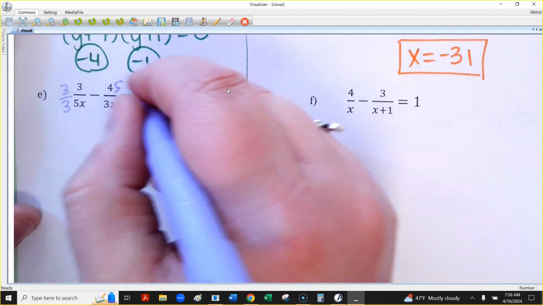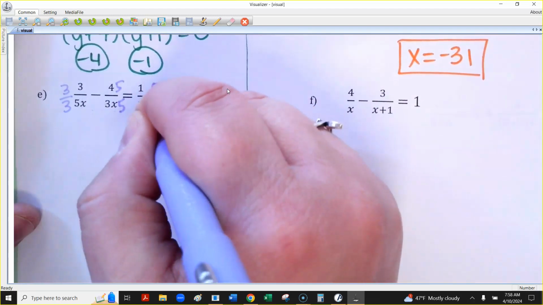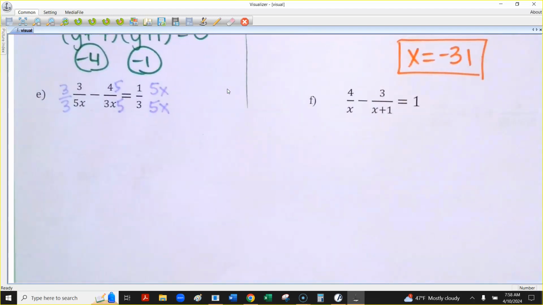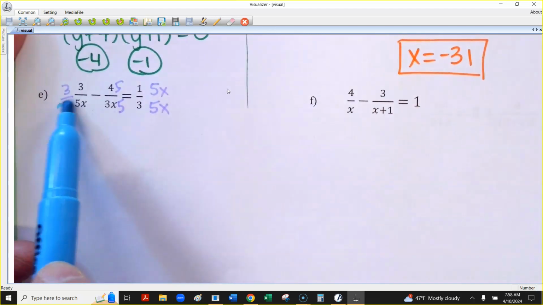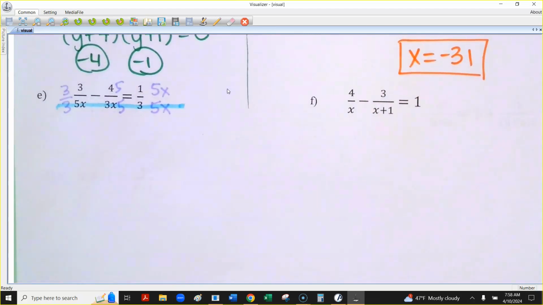5 and x. Okay. Now, I'm just not working on the bottom. All of those would become 15x if we actually simplified them. I'm just not messing around with it. We're just going to work on the top. If the denominators all match and you're adding or subtracting, we're subtracting here, it forces the numerators to be equal.